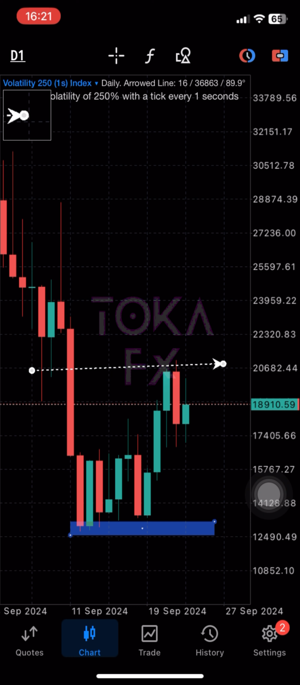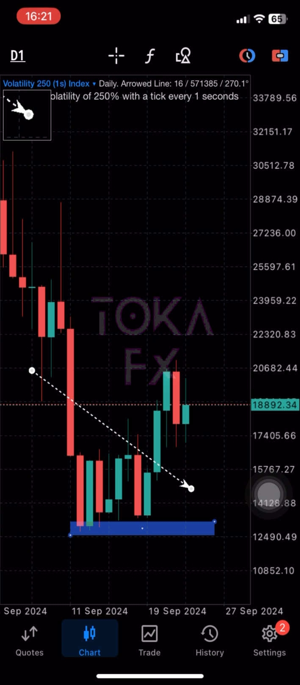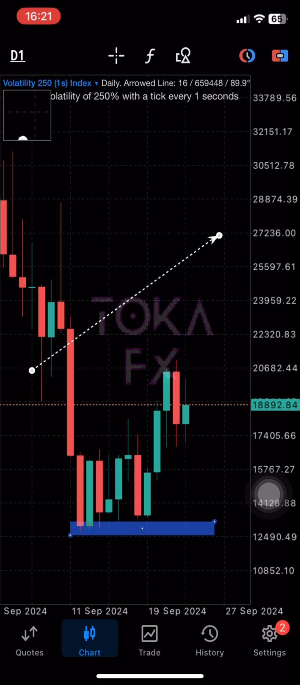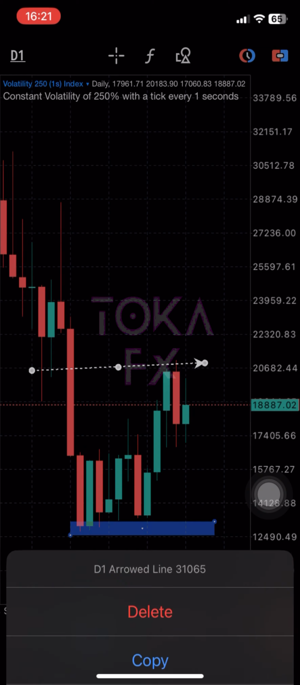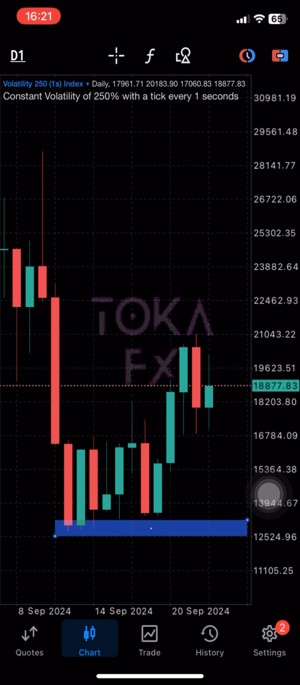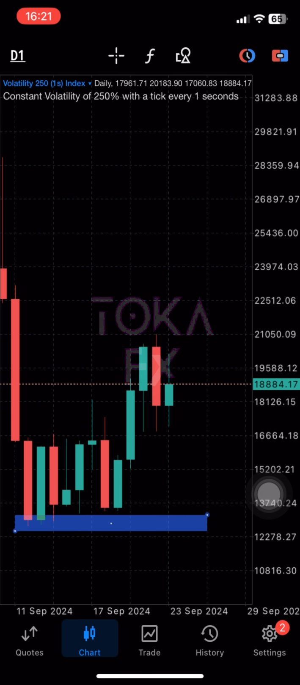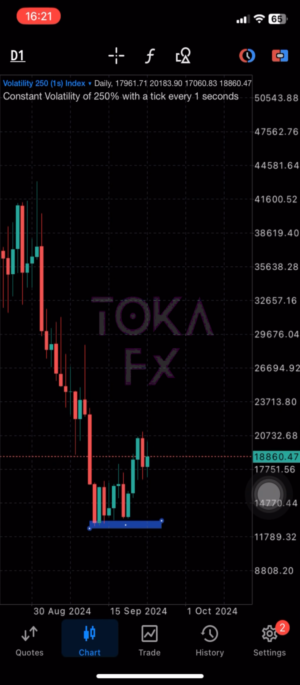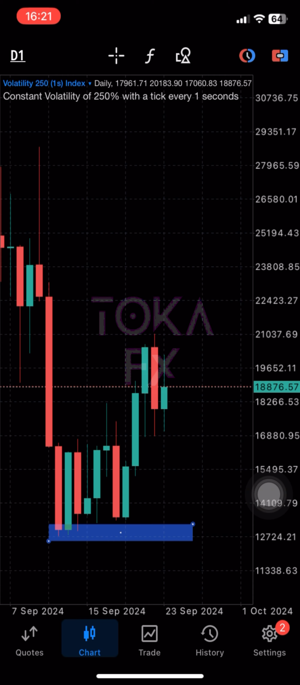At that level you can see it failed to break above that level, meaning that it will have to go down first and then reach a certain point and then further push to the upside. So it won't just go up from there. I've had a lot of confirmations on this one, so I'm certain that it will go down first before going up. So now we are on the daily.